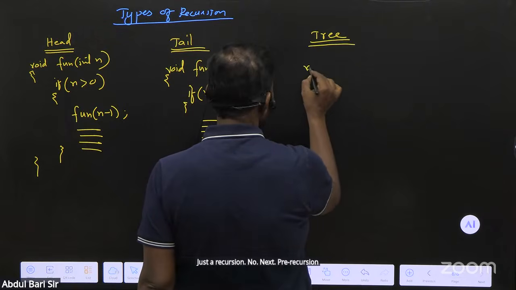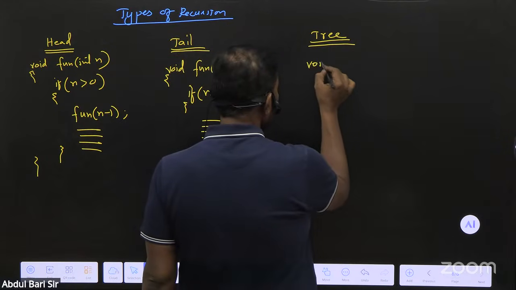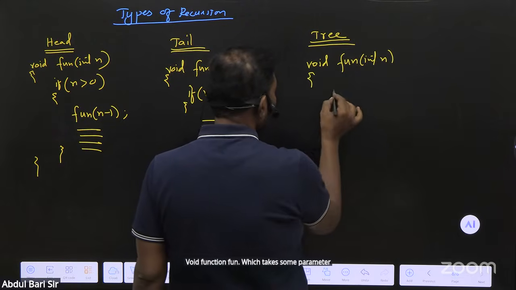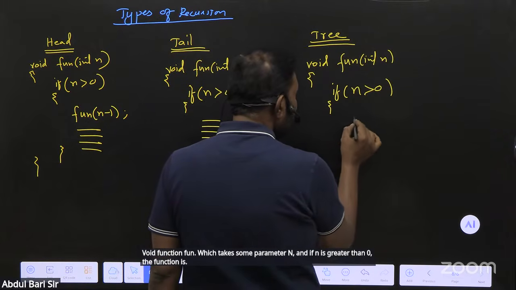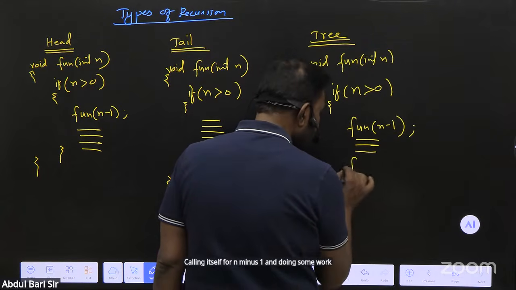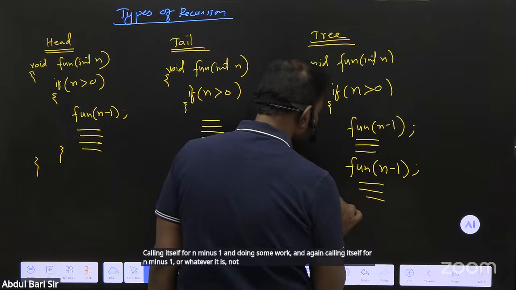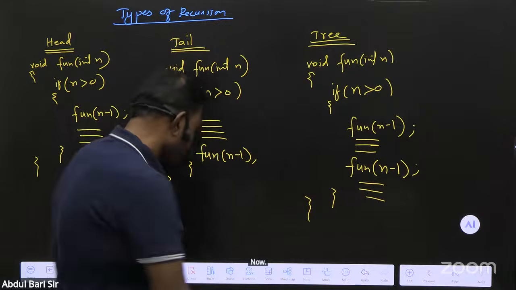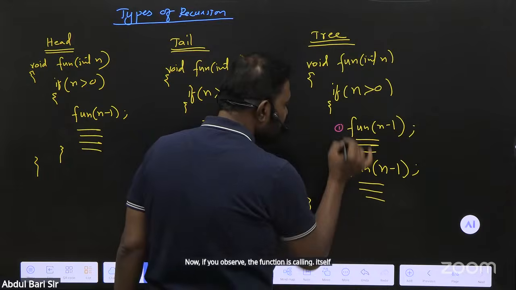Now, next, tree recursion. Void function fun, which takes some parameter n, and if n is greater than 0, the function is calling itself for n minus 1 and doing some work, and again calling itself for n minus 1, or whatever it is, not just always n minus 1, but just as a skeleton or pseudocode I am writing here. Now, if you observe, the function is calling itself two times.